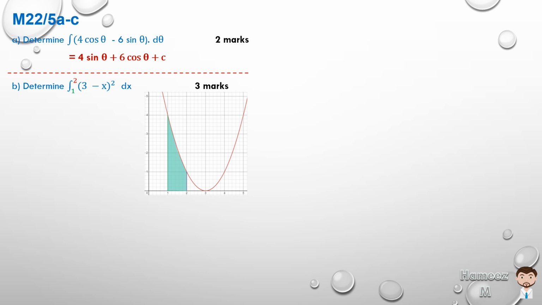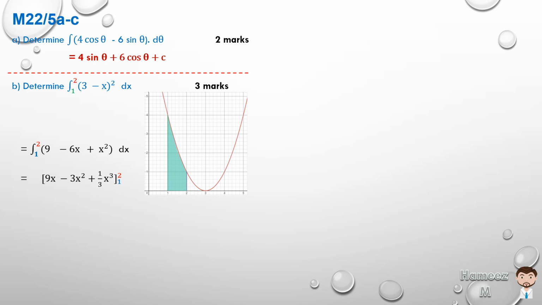So how do we integrate 3 minus x squared? There are a couple of ways to do it. One of the easier ways will be just to expand the brackets. So 3 minus x by 3 minus x will give us 9 minus 6x plus x squared. And we're integrating that, of course, between the limits. So it'll give us 9x minus 6x squared over 2, which is 3x squared, plus 1/3 x cubed between the limits of 1 and 2.